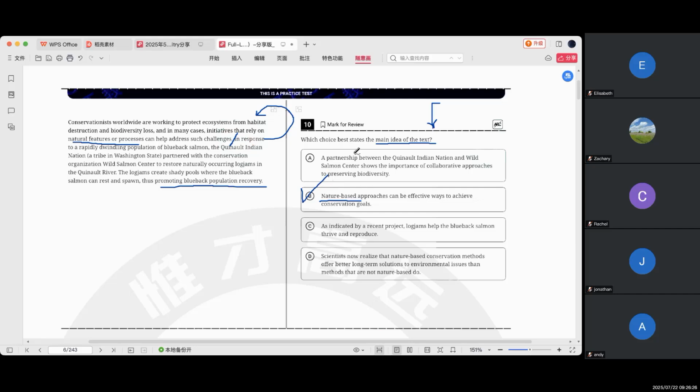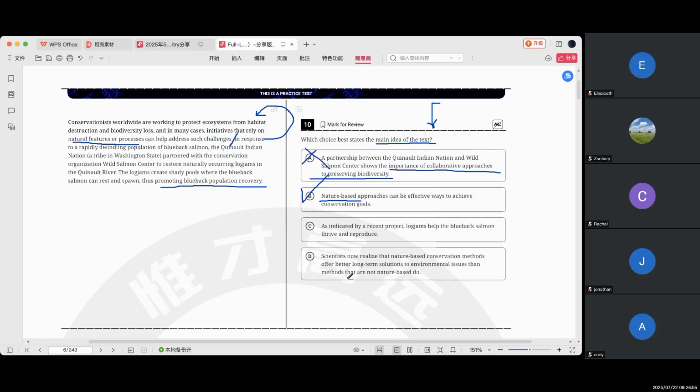A is very tempting, but if you read it more carefully, it says it shows the importance of collaborative approaches to preserving biodiversity. But collaborative approaches is never the focus of the passage. If you read the first sentence, it never talks about how we need to collaborate, or that scientific organizations always need to collaborate with local organizations. Okay, so that's why A is wrong.